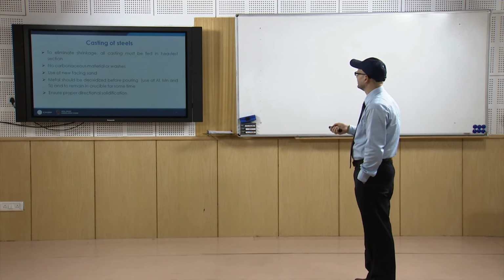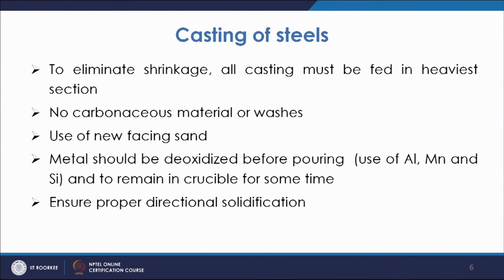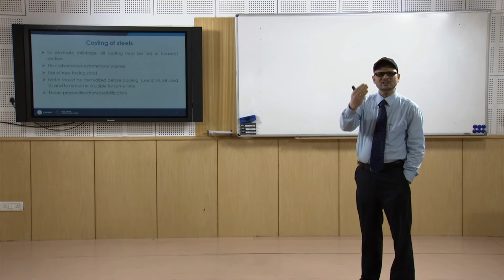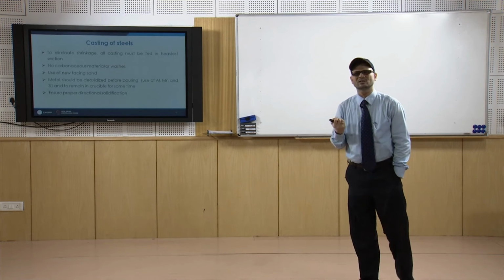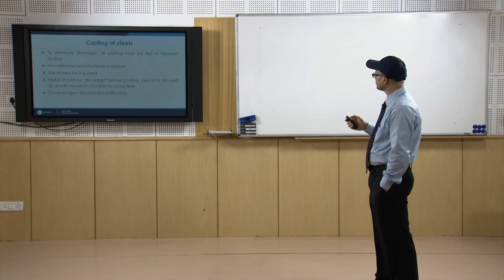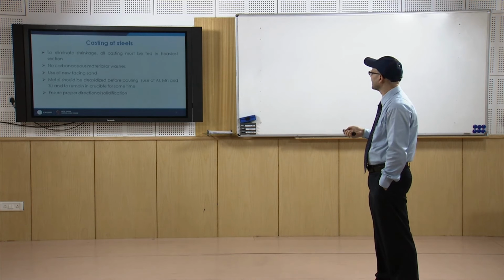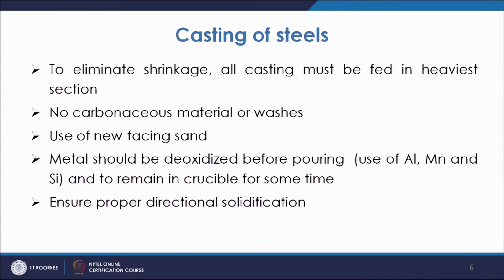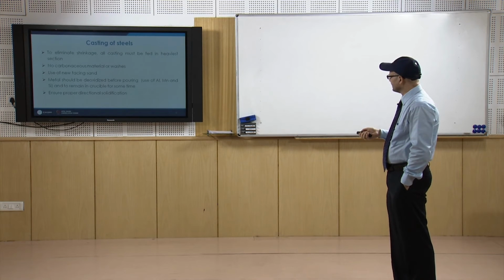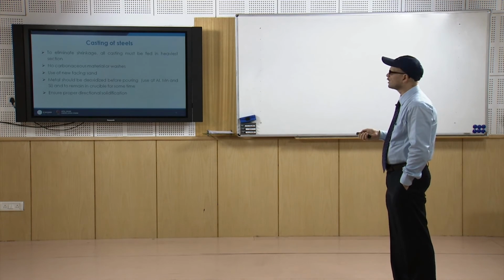Metal has to be deoxidized before pouring. There are many methods of deoxidizing, and you have deoxidizers available, those materials which have an affinity towards oxygen. They react with the oxygen and make slag, and that slag can be trapped further. The deoxidizers which are normally used are aluminum, manganese and silicon. With these we treat the molten metal and then use it for pouring. Now, there is another practice, that you leave it in the crucible for some time.